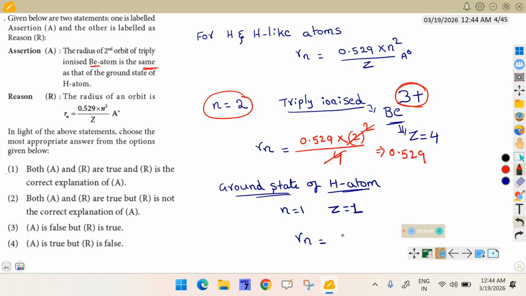For the ground state of hydrogen atom, calculate the radius. 0.529 into ground state n value equals 1. Hydrogen atomic number is 1. Cancel. 0.529. So the assertion is correct. Reason: the radius of an orbit is calculated by using this formula. Yes, the assertion is correct, the reason is also correct, and the reason is the correct explanation for the assertion.